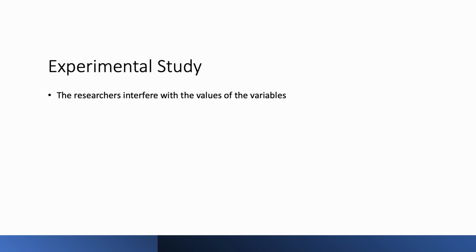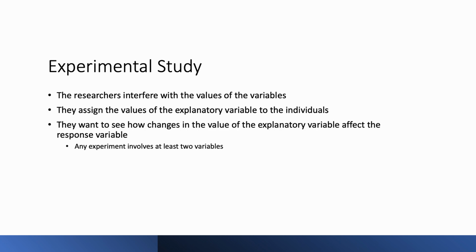Anyways, the researchers interfere with the values of the variables. So they assign values of the explanatory variable to the individuals to see how changing those values affects the response variable. Experiments will usually involve at least two variables because they want to see how the changes of those two variables elicit different responses.